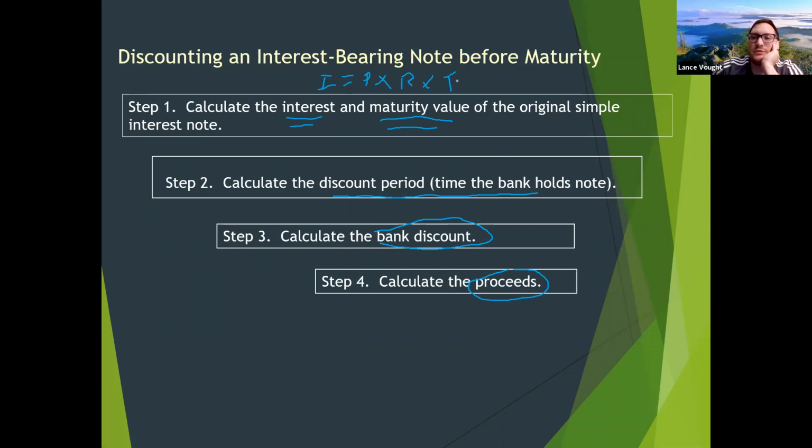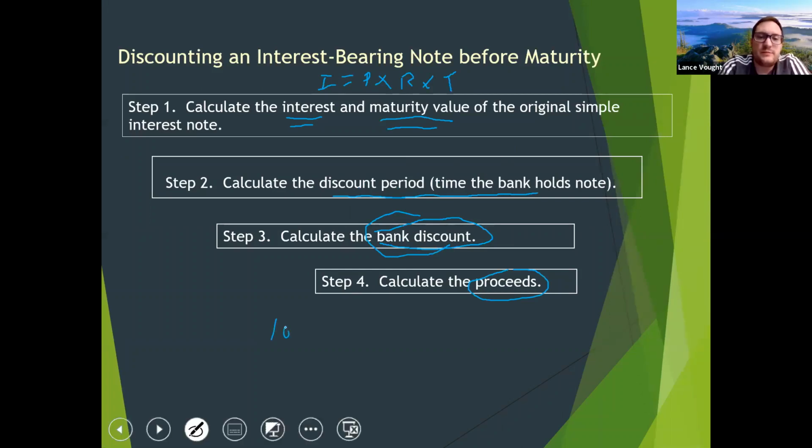If you're going to determine the discount period, so if they're holding it for 60 days, 90 days, whatever, you can then calculate the bank discount, and then you can calculate the proceeds by subtracting the bank discount value from the principal amount.